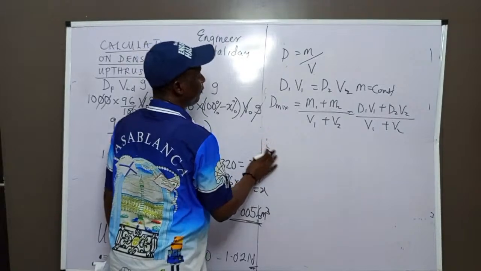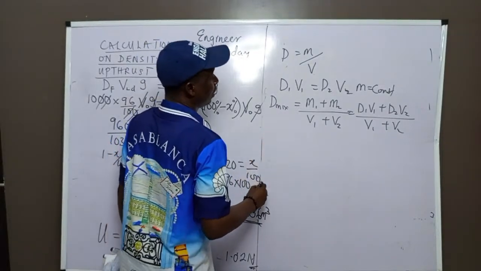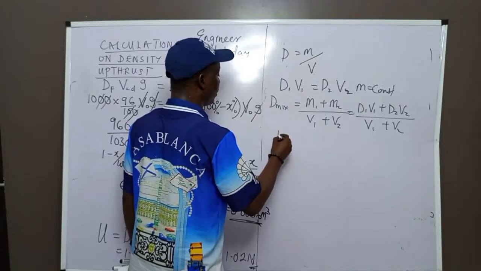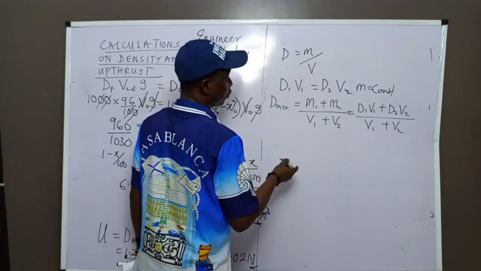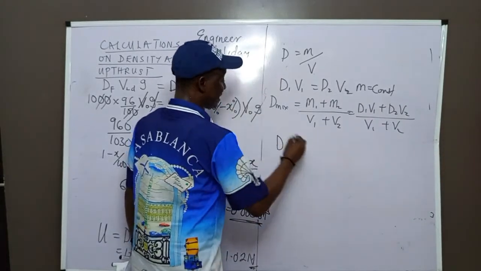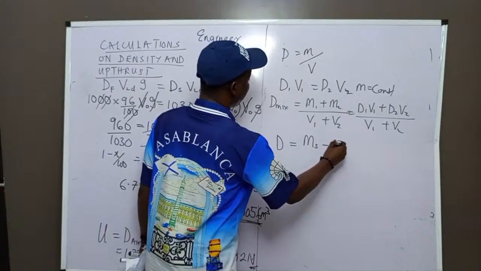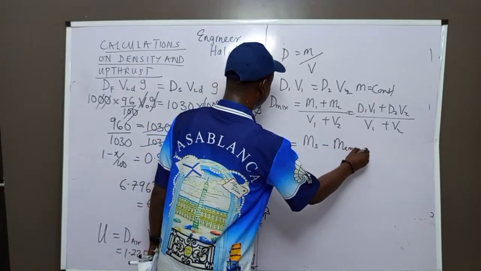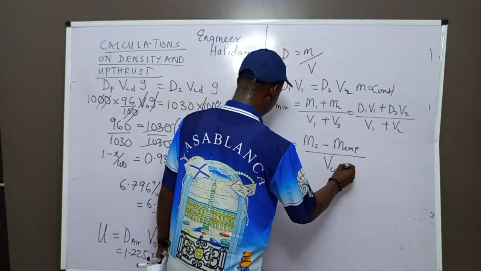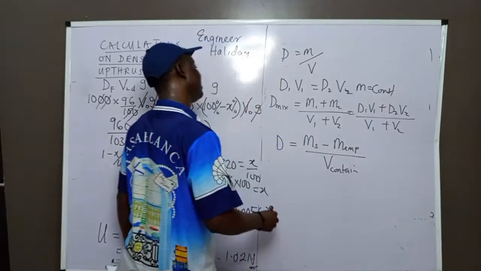What about if you have to calculate the upthrust? When you want to calculate upthrust, or probably you want to calculate the density of an object, the mass of a body, you can say the mass of the sand minus the mass when it is empty, over the volume of the container. Get that one and get it good.